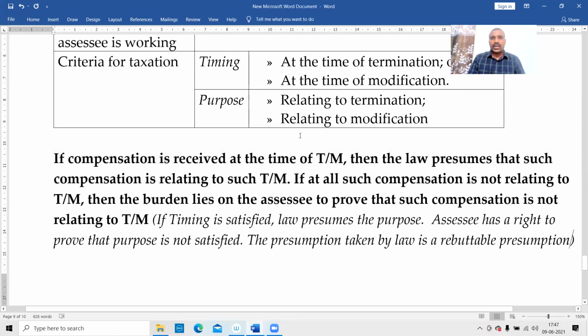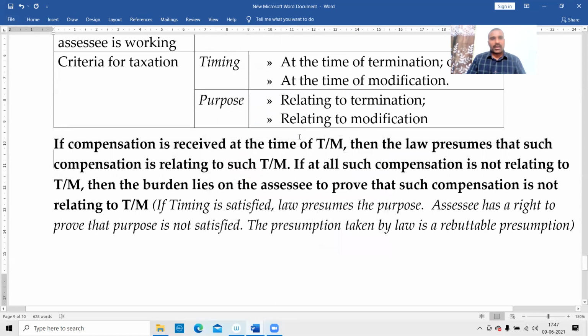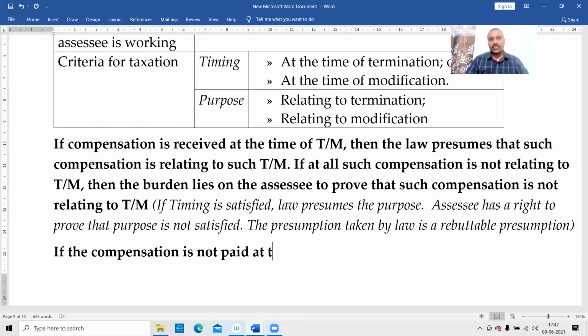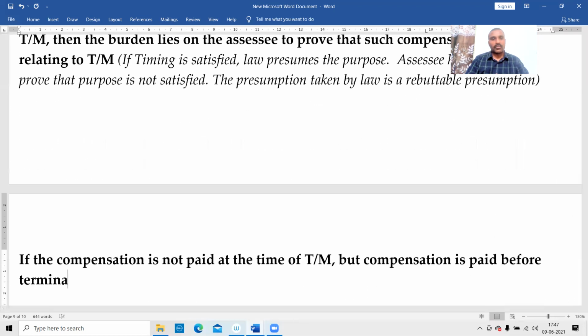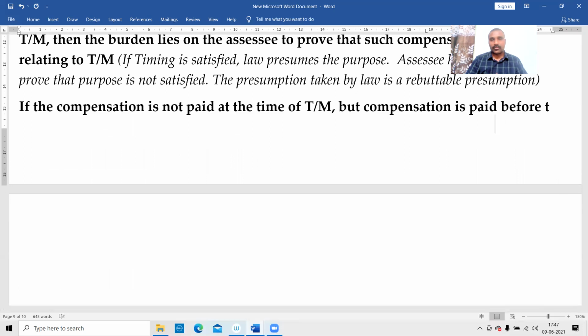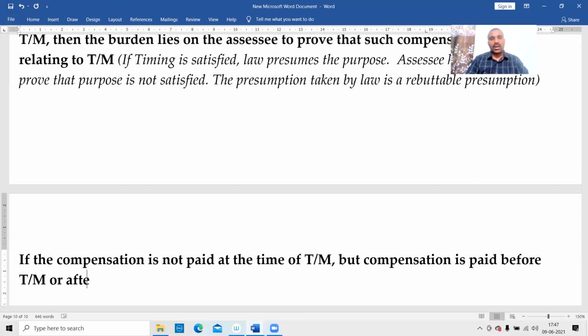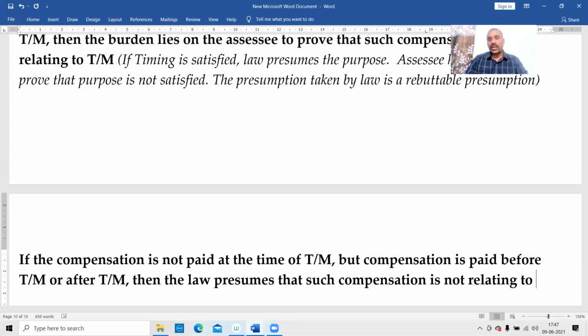If the compensation is not paid at the time of termination of the agreement, but it is paid before or after that, before termination or modification, or after termination or modification, then the law presumes that such compensation is not relating to termination or modification.